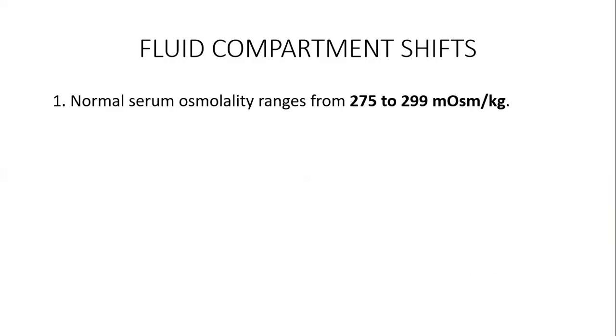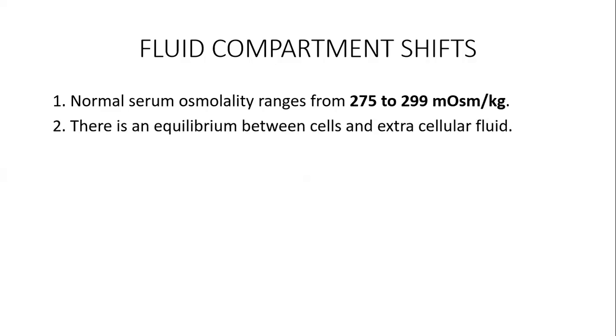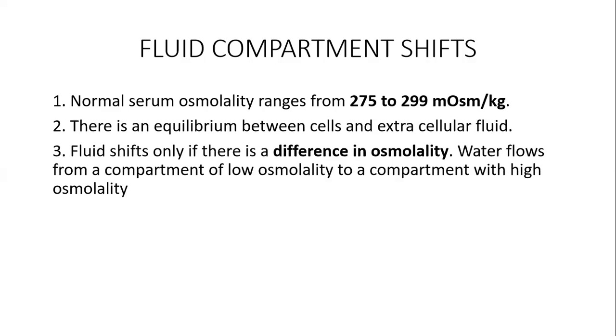So how do fluid volume shifts between the different spaces in the body? Recall that normal serum osmolarity ranges from 275 to 299 milliosmol per kg. There is an equilibrium established between cells, inside the cell and the extracellular fluid, right? Fluid shifts only if there is a difference in osmolarity between the compartments. Water flows from a compartment of low osmolarity to the compartment of high osmolarity.